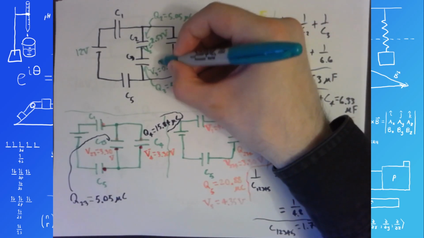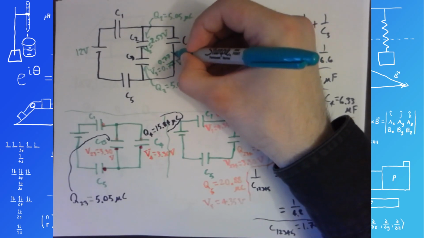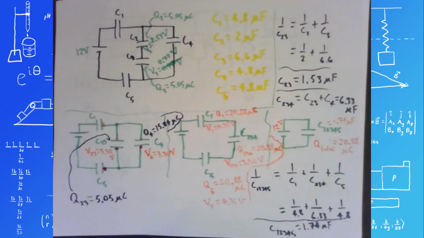That's not the best place to write it. I'll write it a little bit higher, 0.77 volts. Okay, yeah, that's a little bit better. At least it's a little more visible.